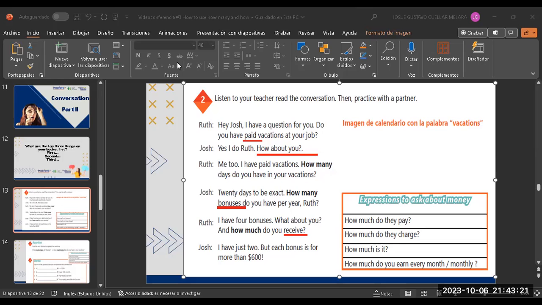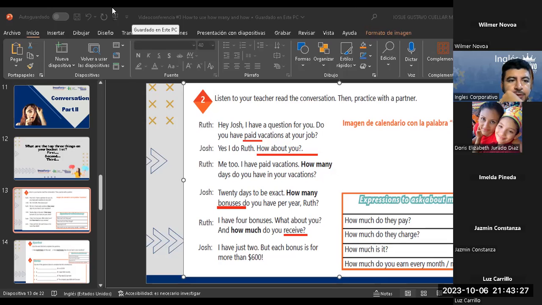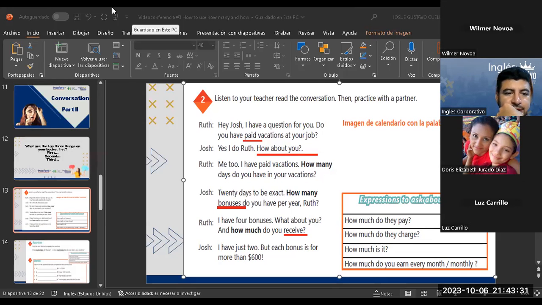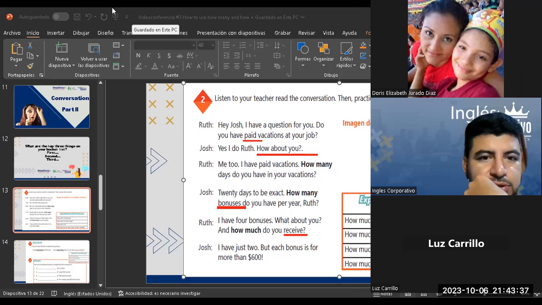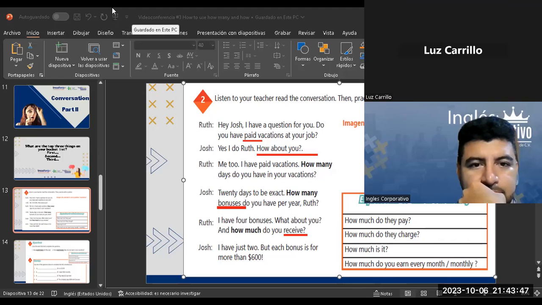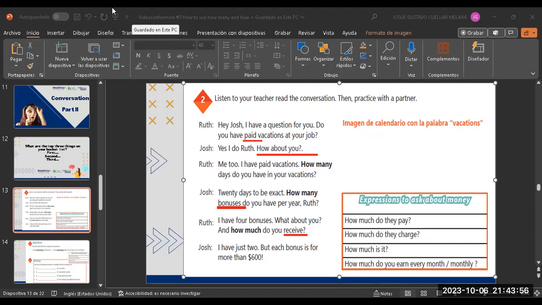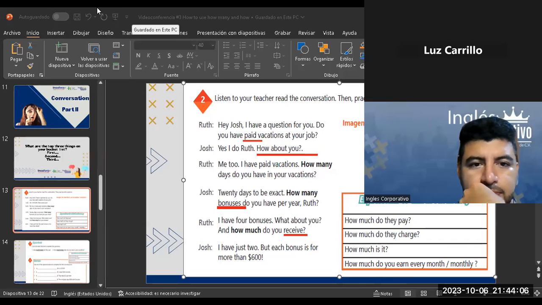Okay, I need you to accept. Necesito que acepten la solicitud para los grupos, okay. Thank you very much. Solo me faltaría Doris, Jasmine, Luz. Yes, perfect. Ya casi estamos completos. Doris y Luz, si me aceptan, please. Solo faltarías tú, Luz, para que aceptes. Thank you very much. Ok, Luz, ¿me escuchas? Thank you.